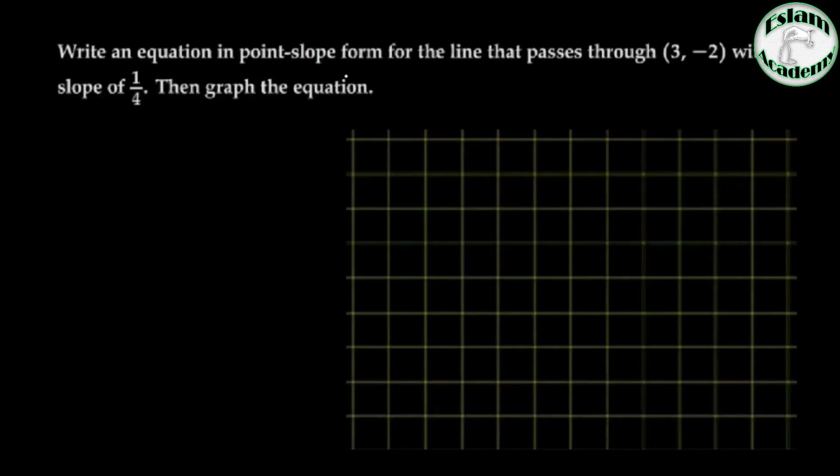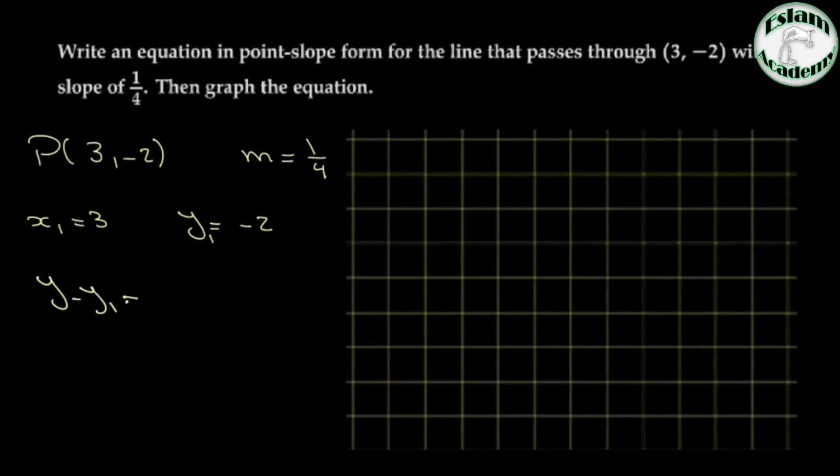Write an equation in point-slope form for the line that passes through the point (3, -2) with a slope equal to 1/4. Then graph the equation. Number 1, I have to define the given. The given is the point (3, -2) with a slope of 1/4. From the point we can find x1, which equals 3, and y1, which equals -2. So the equation we use is y - y1 = m times (x - x1), the point-slope form.